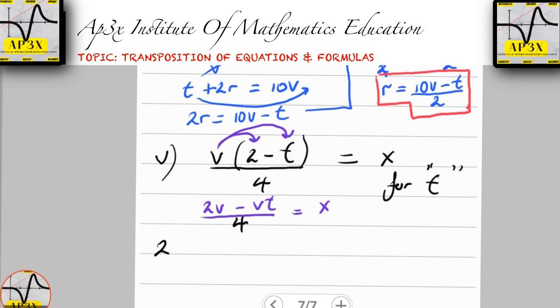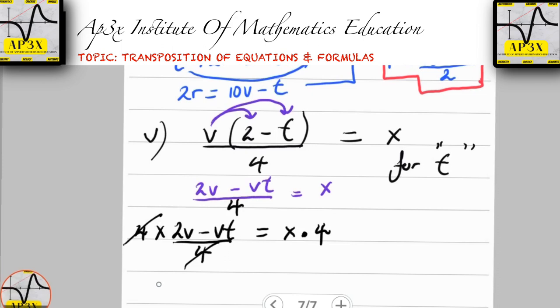So I'm going to have 4 multiplied by (2v - vt) all over 4. So I'm multiplying all of this term here by 4. And I'm also going to have to multiply this side here also by 4. So then this 4 cancels this 4, and therefore I'm left with 2v - vt equals x times 4, which is 4x.